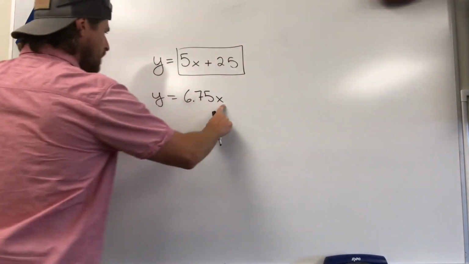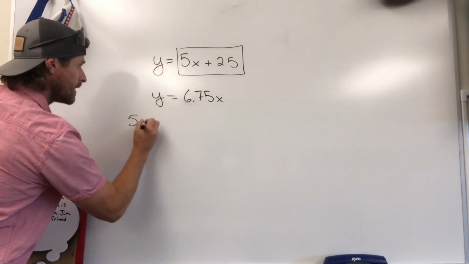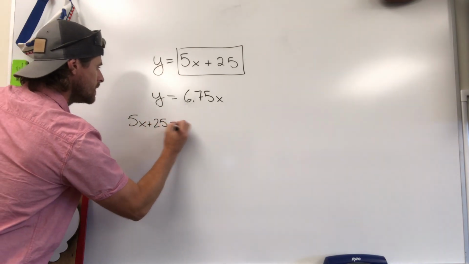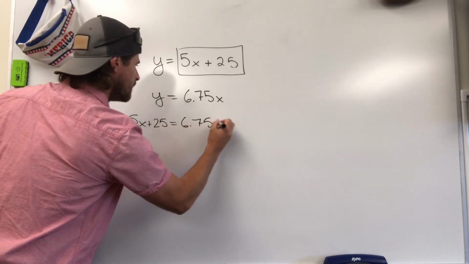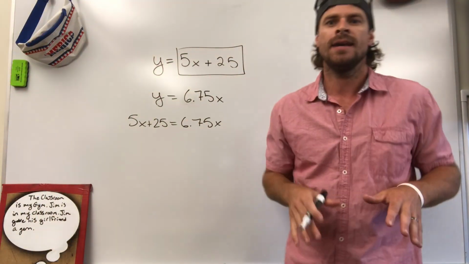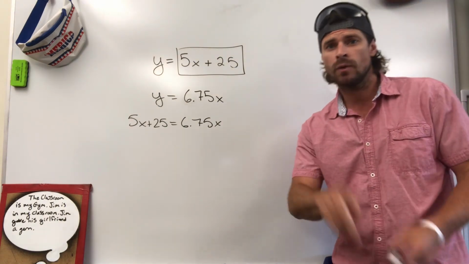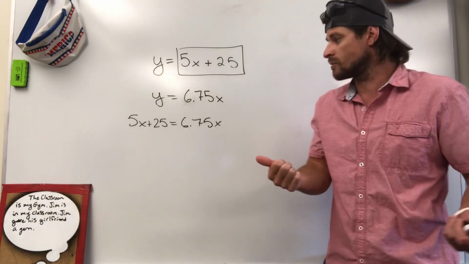So I'm gonna rewrite this bottom equation. Instead of y, I'm writing the expression 5x plus 25 equals 6.75x. And now you have an equation that only has x's in it. And because we only have an x variable instead of an x and a y, we only have one variable. So we can solve. This is great news.